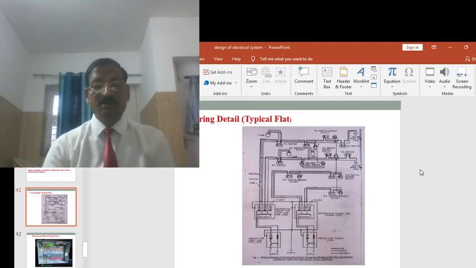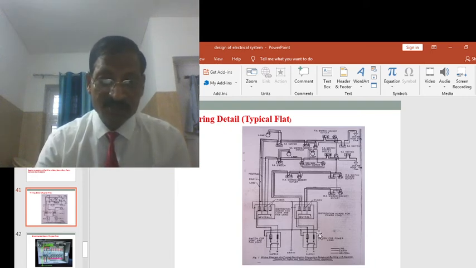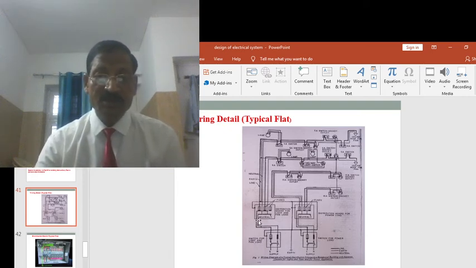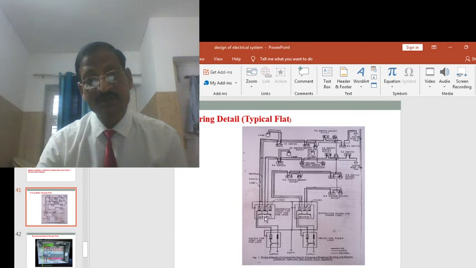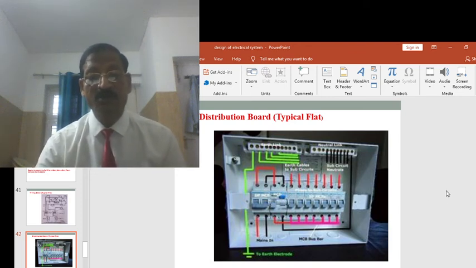This is one for a wiring detail for a typical flat. So this is your DB, distribution board. This is a three-phase DB, and from each phase how the wiring goes to different points at different locations on all the three phases. This is one of the DB of a typical flat. The main sub-main is coming in the DBs, and from DBs it is distributed to different MCBs and for different equipment.